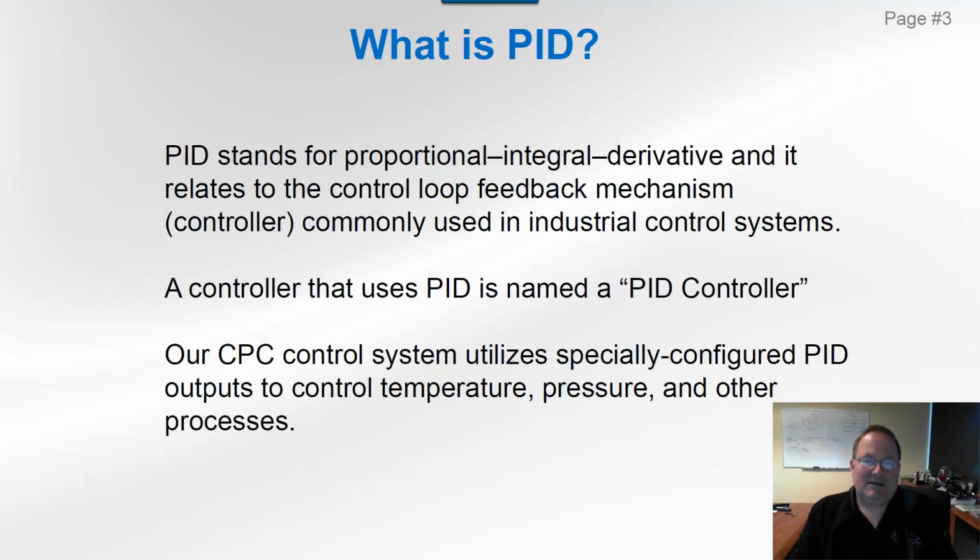So what's a PID? PID stands for proportional integral derivative, and it relates to the control loop feedback mechanism, or controller, commonly used in industrial control systems. A controller that uses PID is named a PID controller, and within our CPC control systems, we utilize a specially configured output. It's actually called output underscore PID, and that's what we use to control temperature, pressure, vacuum, and most of the time we use PIDs for proportional control of these items. We typically don't use them when we're doing on-off control.